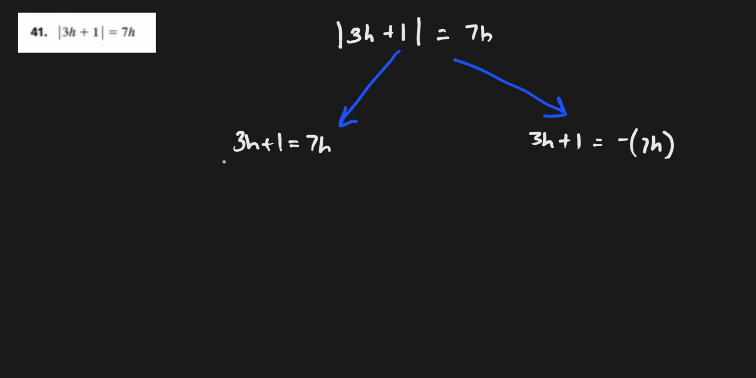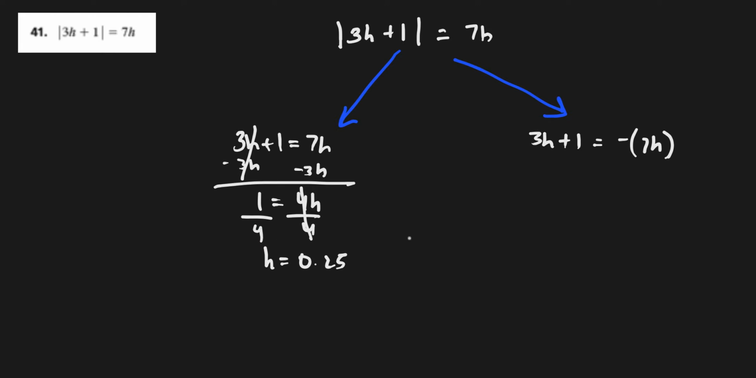So here we have to subtract 3h from both sides, giving 1 equal to 4h. Dividing by 4 on both sides gives you h is 0.25 or 1/4. If we look at this side, it's going to be 3h plus 1 is negative 7h. We can subtract 3h from both sides, giving us negative 10h is equal to positive 1. Negative 1/10 is equal to h. That's our two solutions.